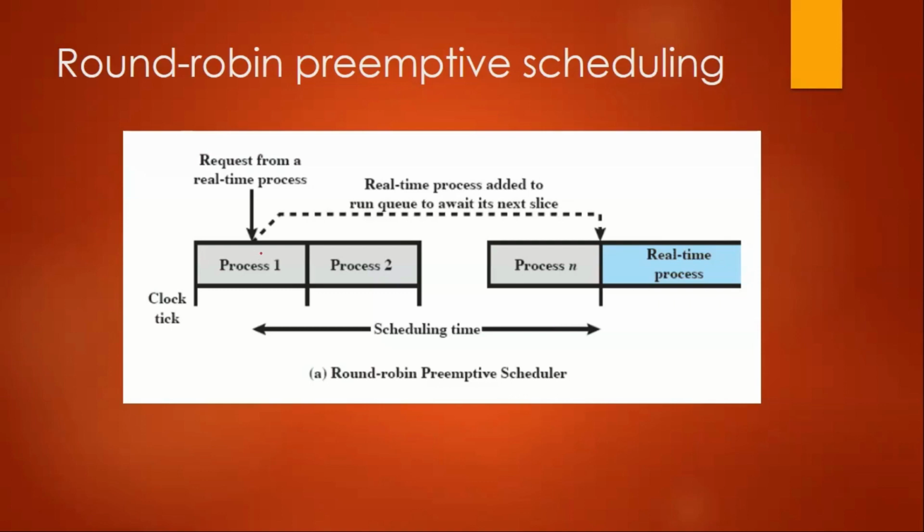As you can see here, in round-robin scheduling, the real-time process is added to the run queue, which means that the previous process has to be executed first in a given time period before the real-time process is executed. Hence the name round robin, because each process awaits their turn.